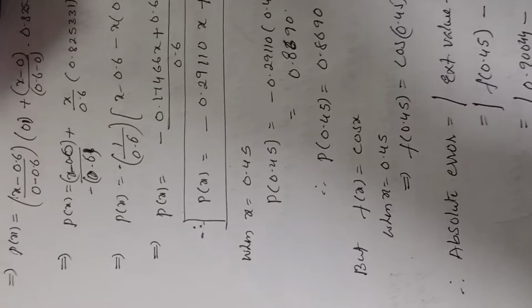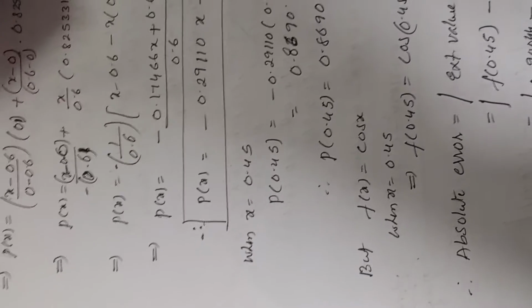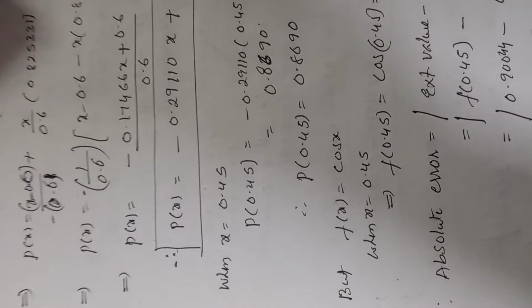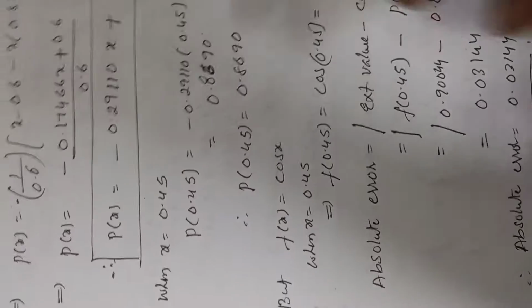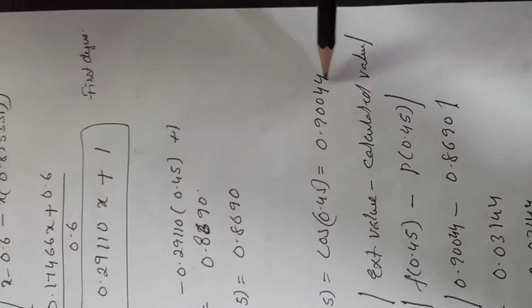What is the exact value? The original function is given. What is that? f(x) is equal to cos x. f(0.45) is equal to cos(0.45). You have to find that out. See, this is the exact value.